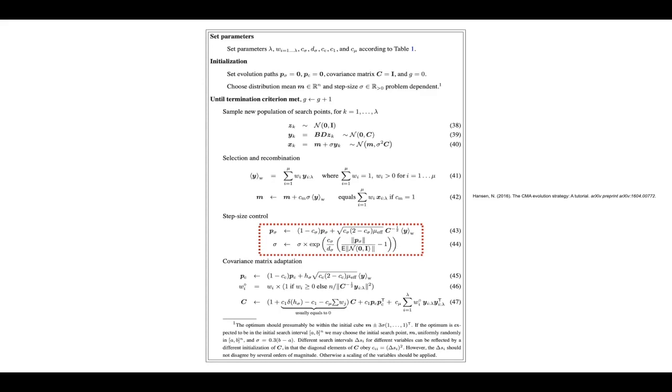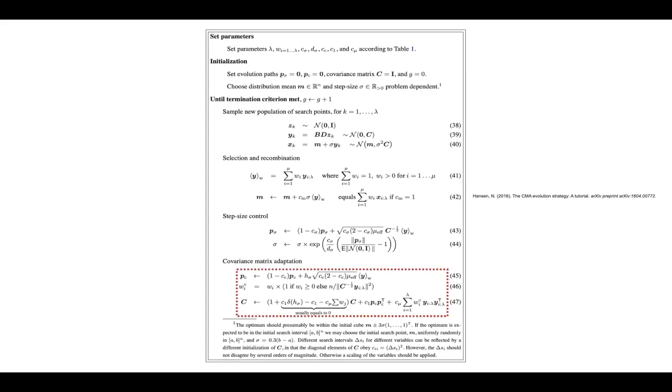The intuition being that if the evolution path results in a long vector, it's an indication that the update vectors within the evolution path more or less align with one another in terms of direction, which is in turn an indication that we are following a good direction of update, and we want to increase the step size to essentially accelerate the optimization, and vice versa.